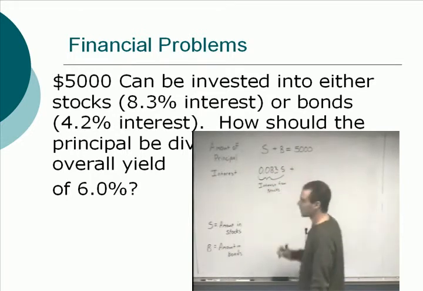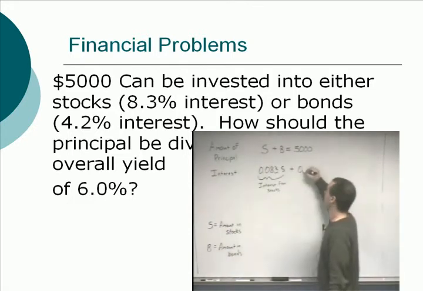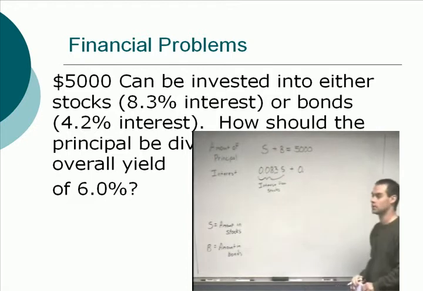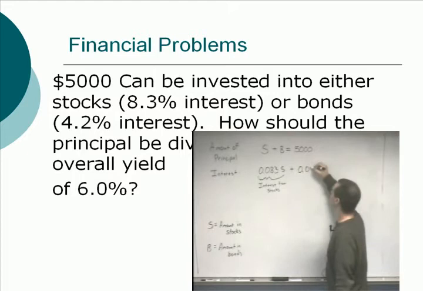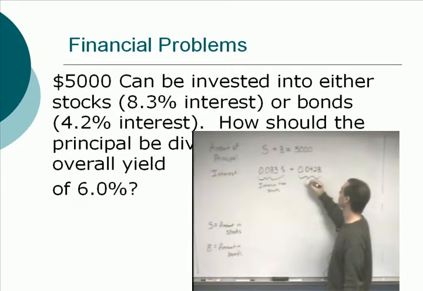Well, that's not the only place we're getting interest, of course. The other place we're getting interest is from bonds. 0.042. 0.042B, that's our interest from bonds.